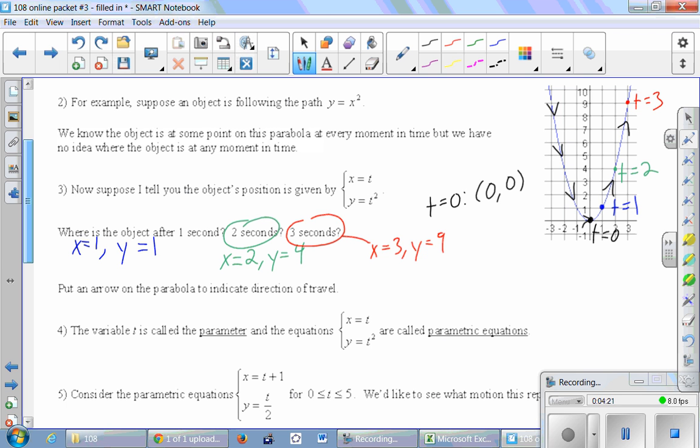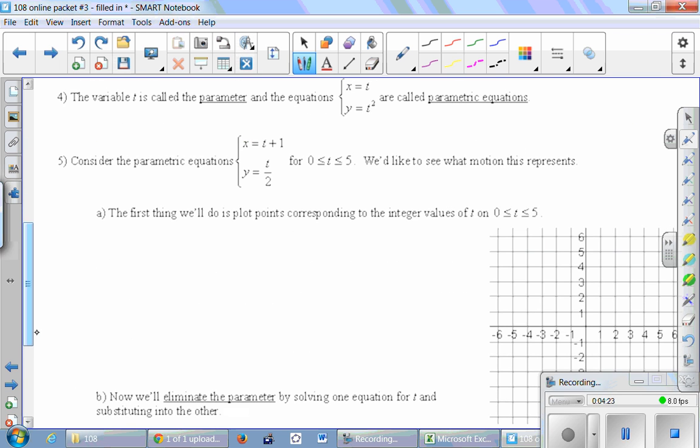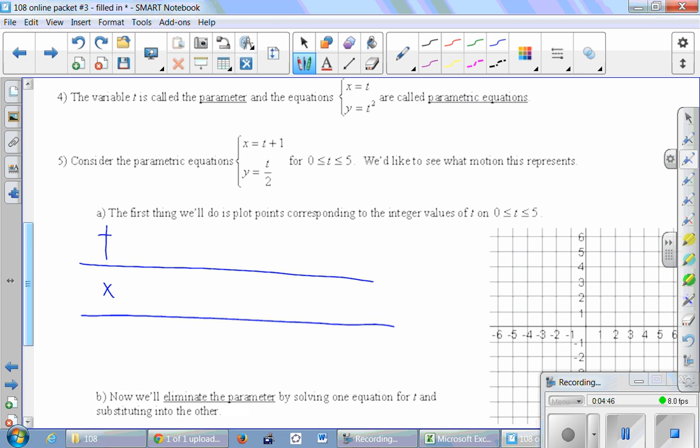parametric equations. 5, consider the parametric equations x equals t plus 1, y equals t over 2 for 0 less than or equal to t, less than or equal to 5. I'd like to see what motion this represents. First thing we'll do is plot points corresponding to the integer values of t between 0 and 5. So let's make a table. So we've got t, we've got x, we've got y.